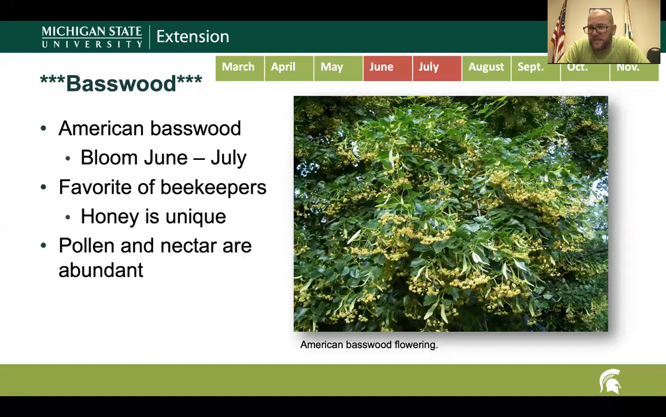When people taste basswood honey for the first time, it's like you've opened a whole new realm of possibilities when it comes to honey flavors. Pollen and nectar are super abundant. These trees, when they're in full bloom, you walk underneath them, not only is it raining on you, but the entire tree is vibrating because it is just full of bees. An excellent, excellent tree. If you have the opportunity to plant any kind of tree, or have any space to plant one of these, I would highly recommend planting basswood, American basswood. Fantastic tree.